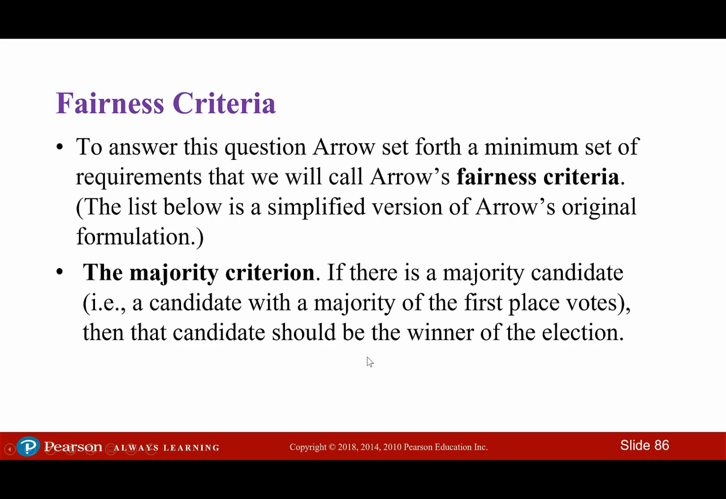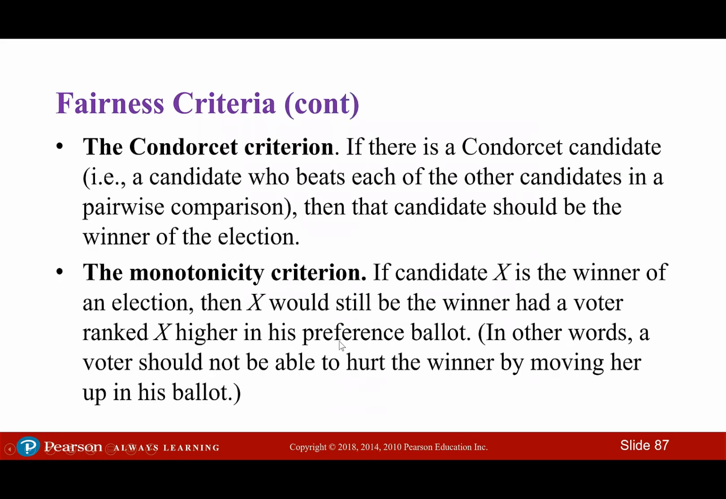So first things first is majority. If you have a majority candidate, that person should be elected right then and there because they won the majority of the votes. You're done. Then you have the Condorcet criteria. So yes, if you can find out if there is a candidate who meets this description, then that candidate should be the winner of the election.